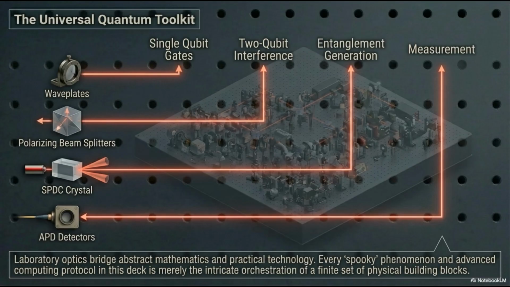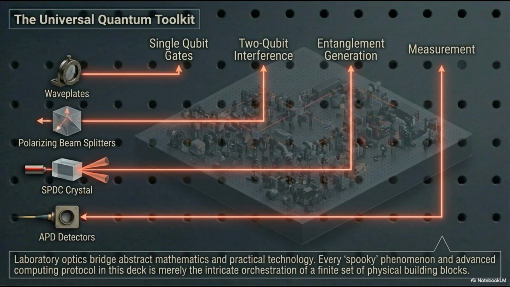The 4 hardware elements are waveplates, comprising the half-wave plate and quarter-wave plate, polarizing beam splitters, the SPDC crystal for entanglement generation, and avalanche photodiode detectors. Waveplates enable single-qubit gate operations by rotating the polarization state of individual photons in a controlled and programmable way. Polarizing beam splitters enable 2-qubit interference effects, including the Hong-Ou-Mandel effect, Bell state measurements, and single photon detection in defined polarization bases.